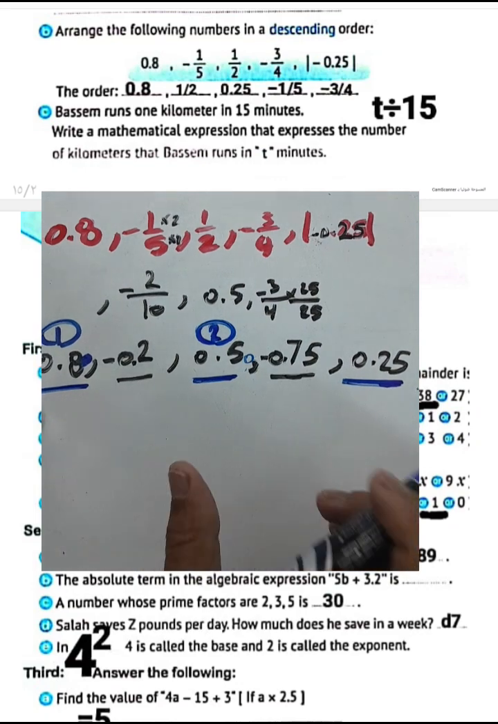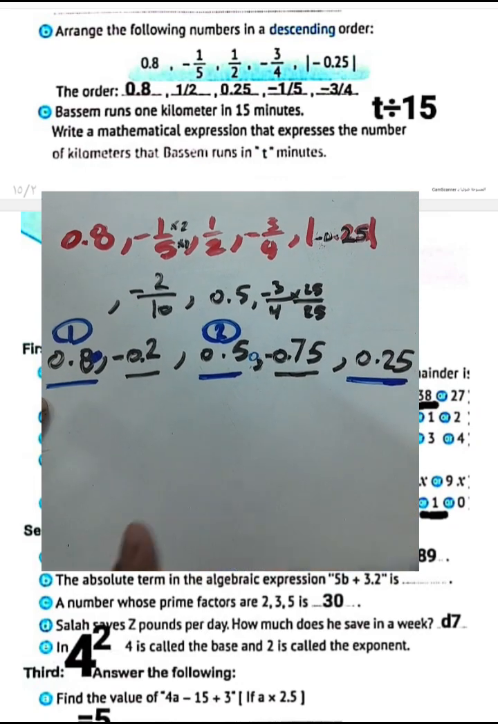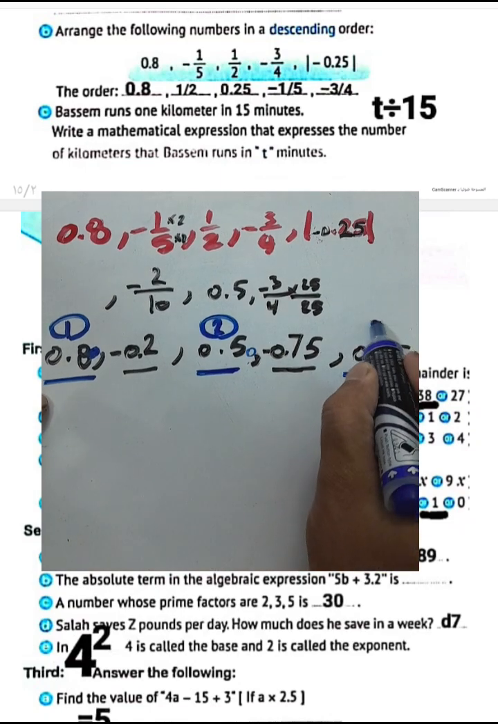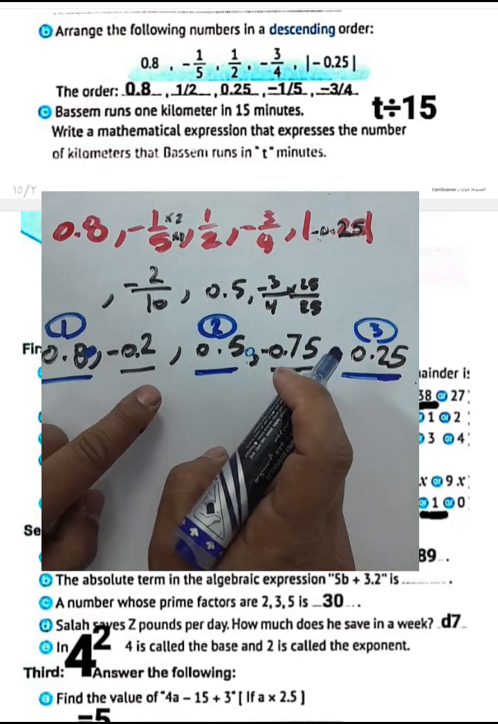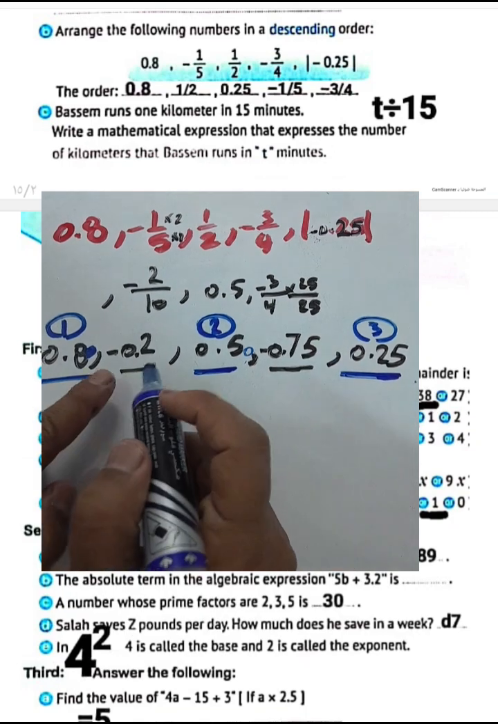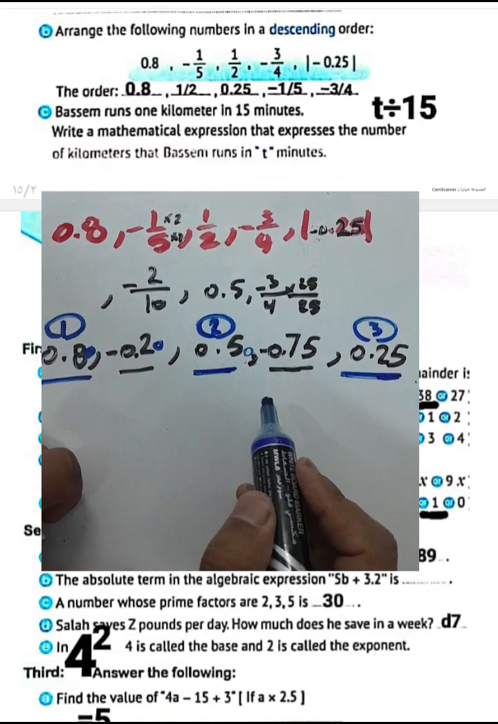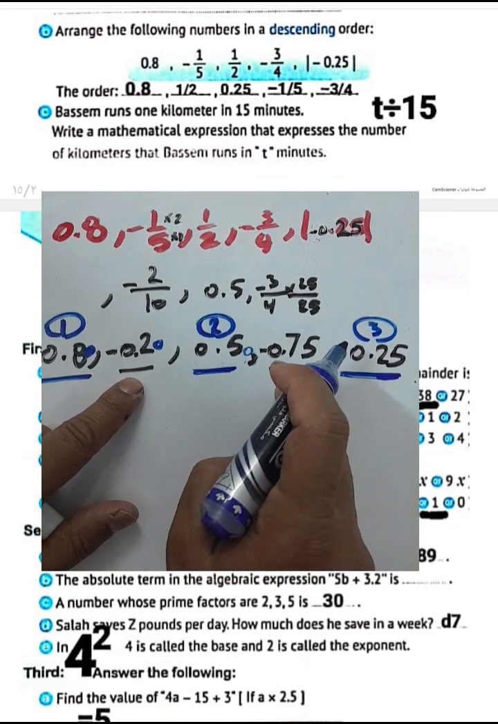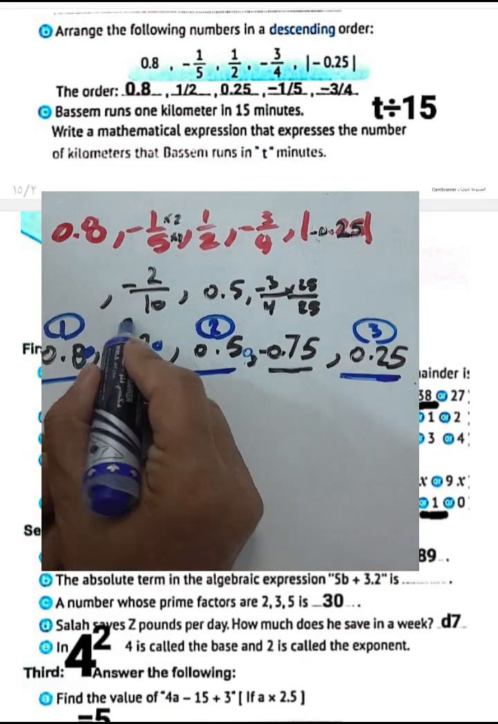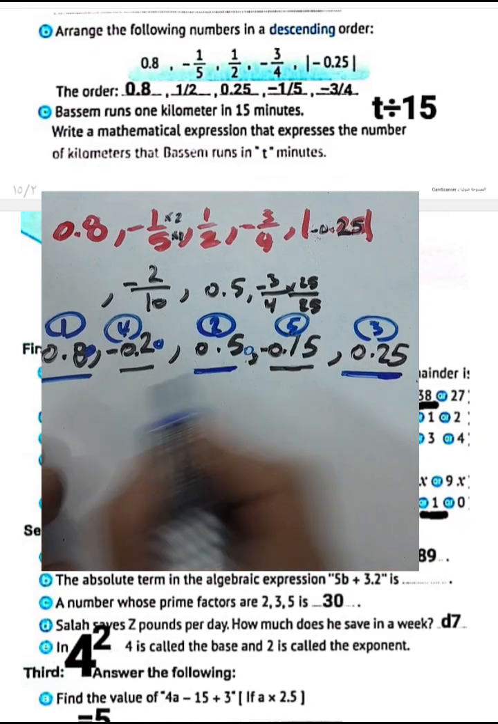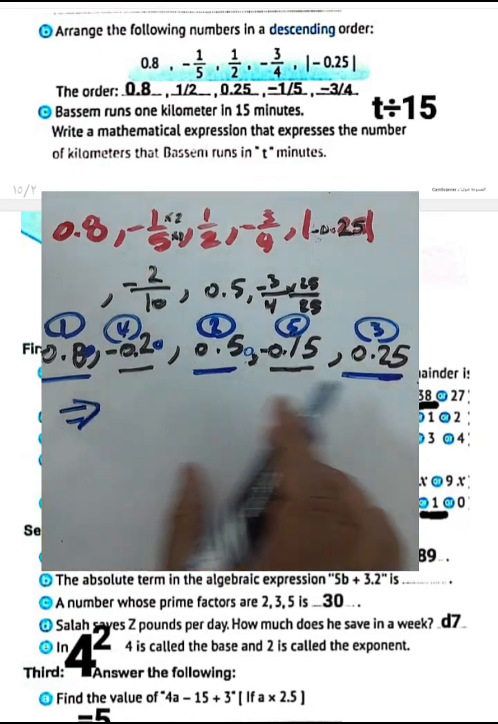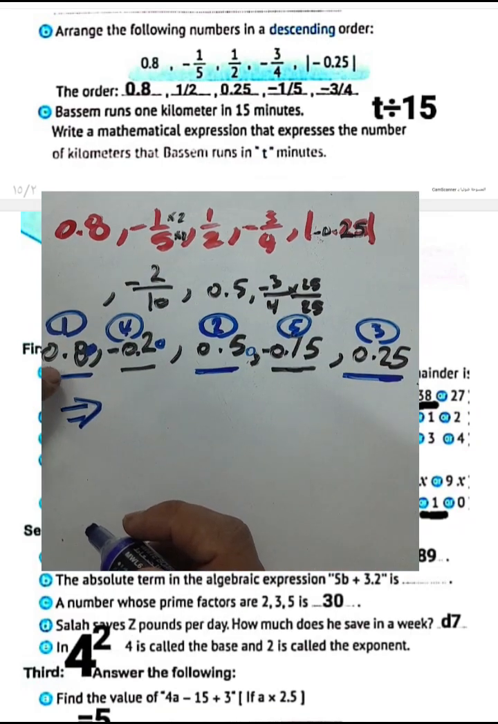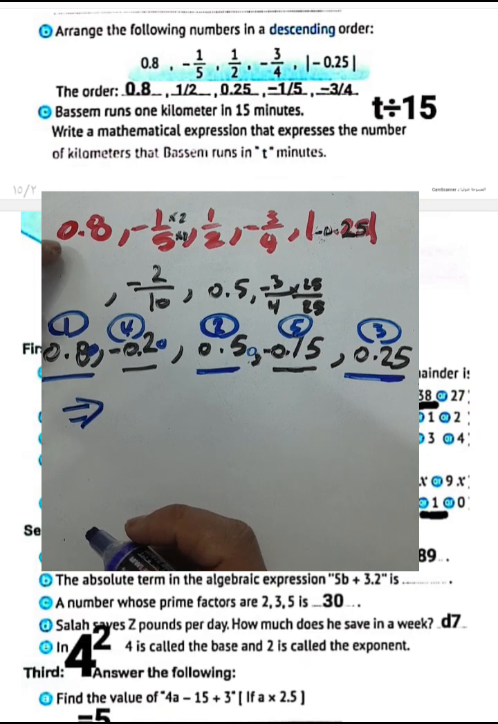You must arrange the positive numbers first, okay? It will be number 2, and here number 3, and then negative 0.75 or negative 0.2, whichever is nearest to 0. This number nearest to 0 is the greatest, okay, greater than this number. It will be number 4 and this number 5. Then the order you must write from left hand side to right hand side, and write the original numbers here. Don't write these decimals, but you must write the original numbers.